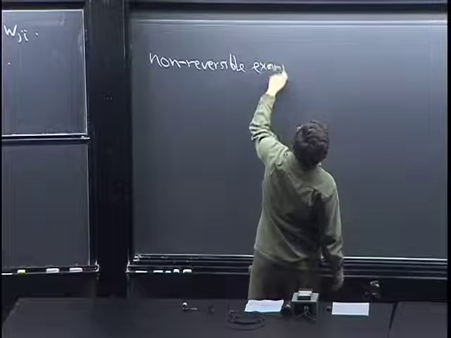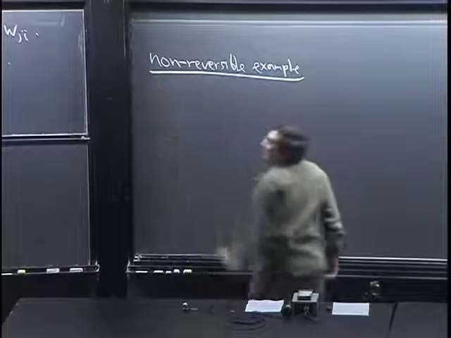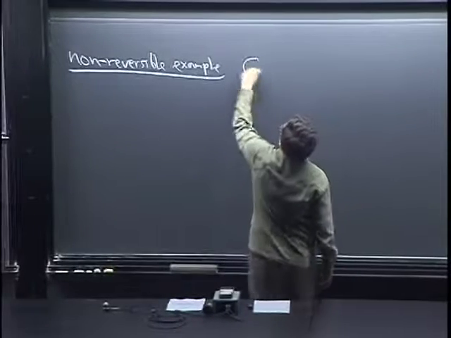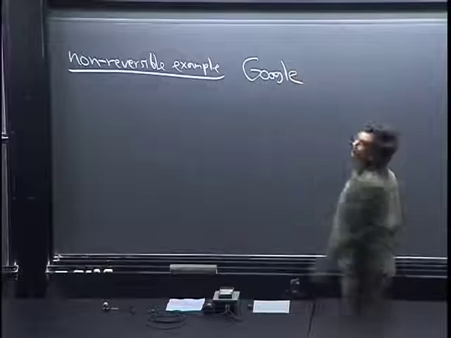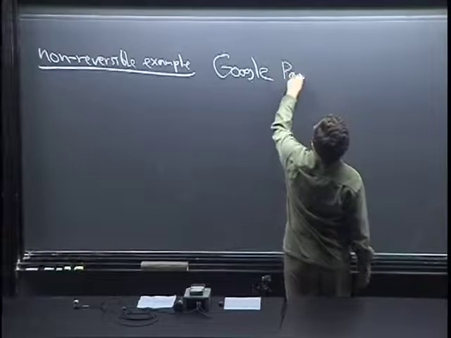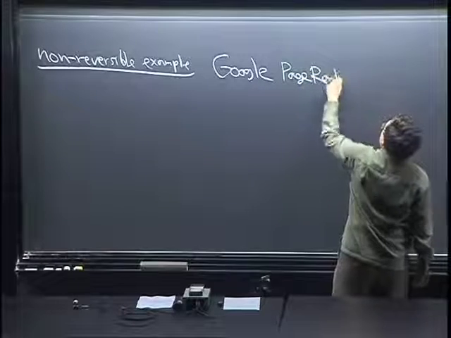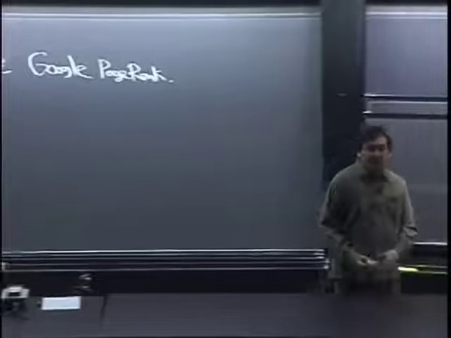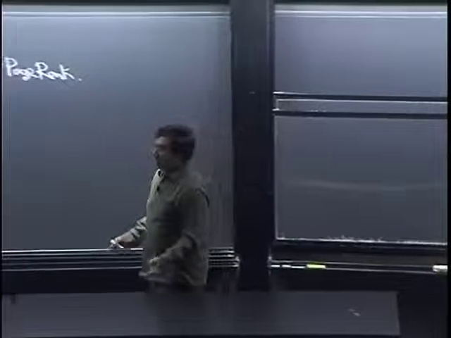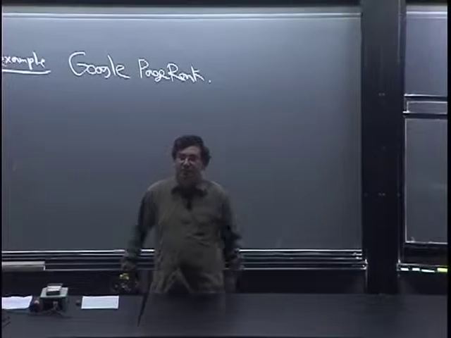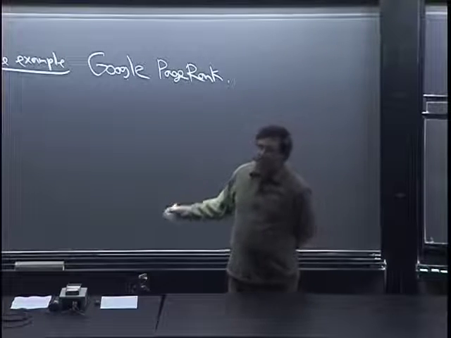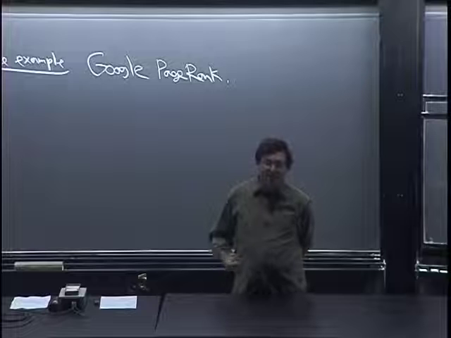Non-reversible example. Okay, and that example is Google chain. More precisely, Google PageRank. Google PageRank, which was the algorithm that Google originally used and still is using some form of, is based exactly on a Markov chain, and it happens to be a non-reversible chain.